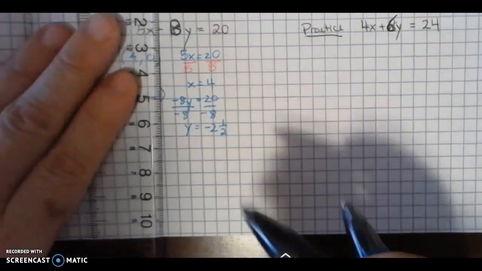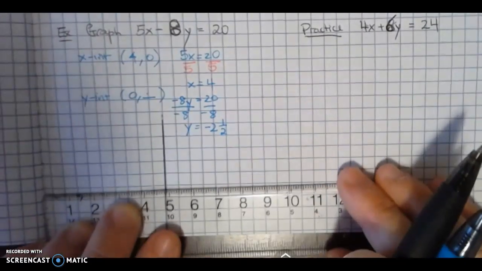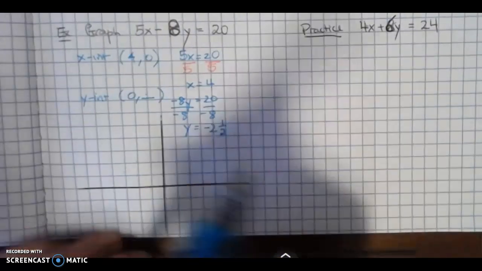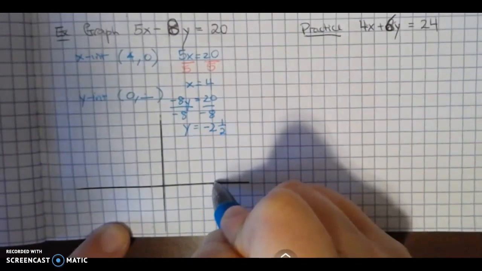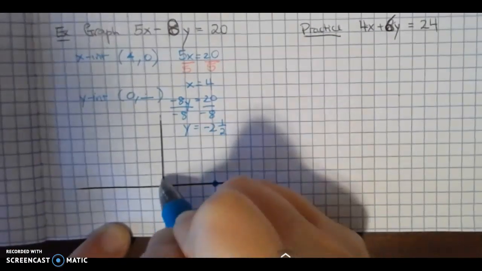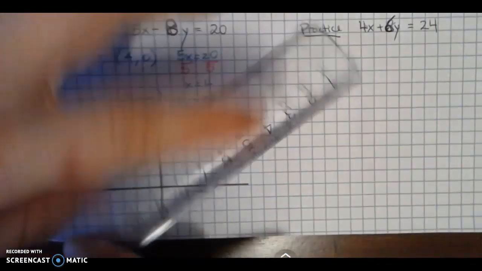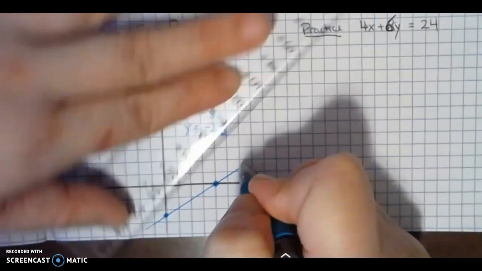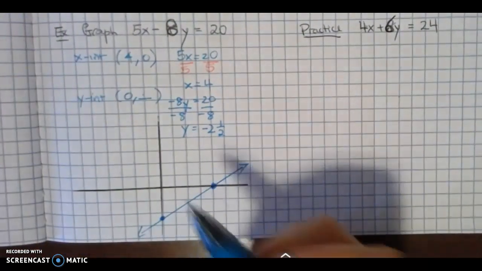And then from here, I can quickly graph this. Let's draw my x and y intercepts. So I find my x-intercept to be 4: 1, 2, 3, 4. The y-intercept, negative 2.5, is right here. Okay, and then I can just draw a line and it is done. We don't have to convert it to y is equal to mx plus b.